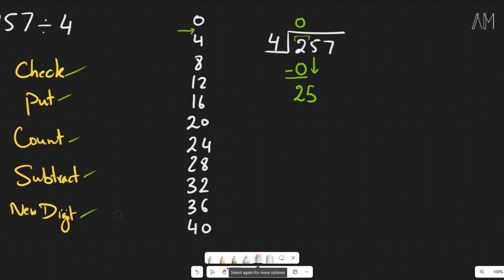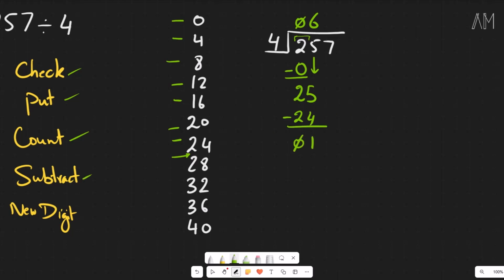The number now that I'm dealing with is 25. So let's redo the steps again. 25 in the list is actually between 24 and 28. I'm gonna choose the smallest, which is 24. So there you go, I checked and I put. And then I will count till 24. So 0, 1, 2, 3, 4, 5, 6. Remember always to start your counting from 0. And then I will subtract. 25 minus 24: 5 minus 4 is 1, 2 minus 2 is 0. And then a new digit will come down.